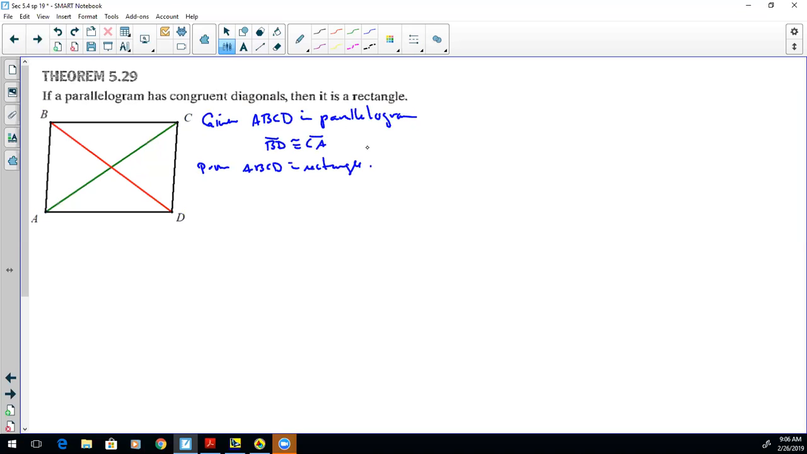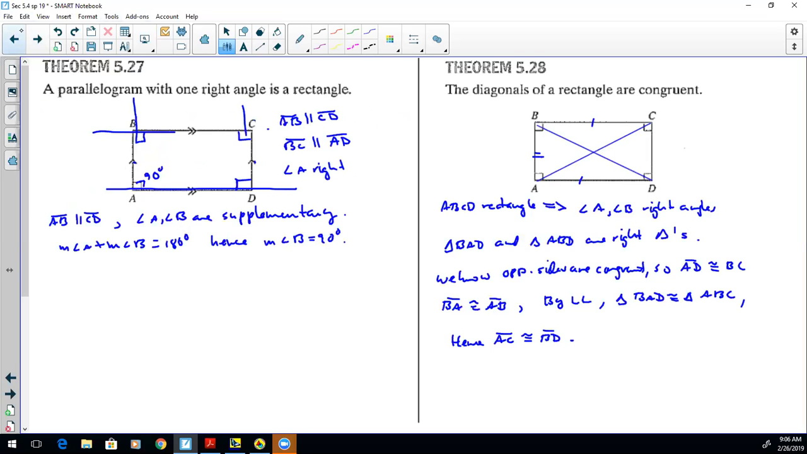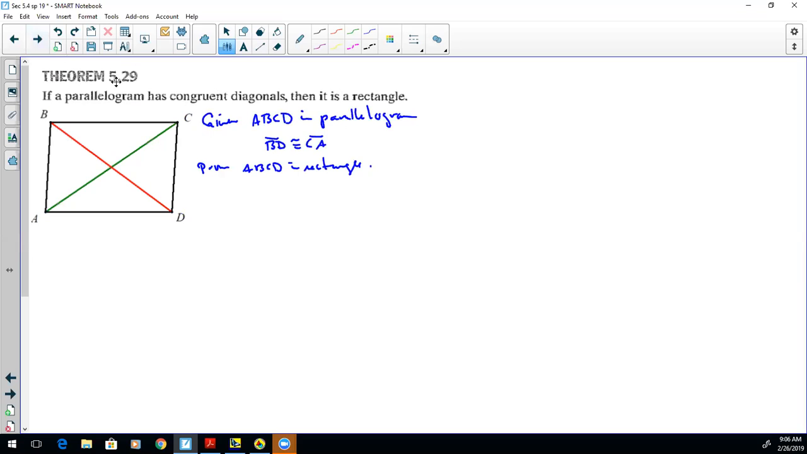There's different ways of doing that. The definition of a rectangle means four right angles, but we've already shown if it's a parallelogram and we've only got one right angle, it's going to be a rectangle. So let's do statement and reason. So one, we're going to write down all the given.